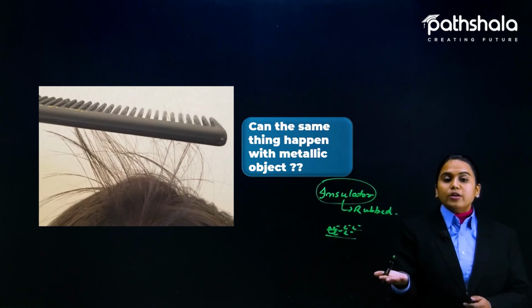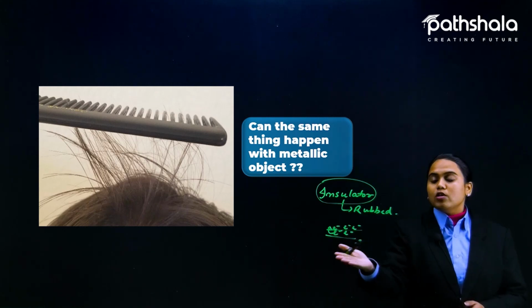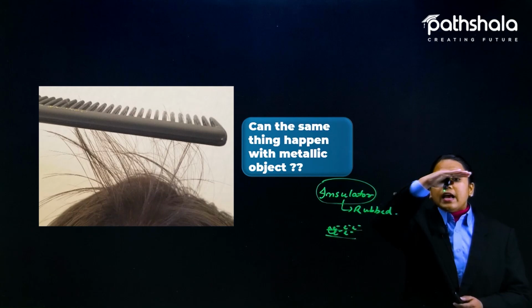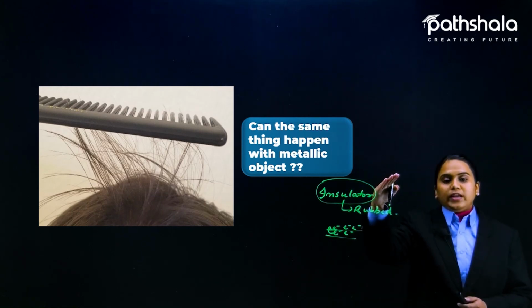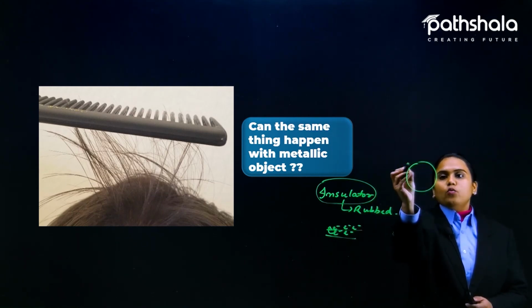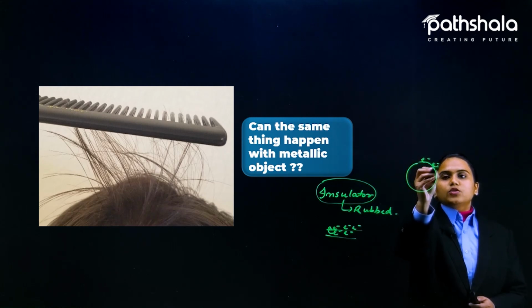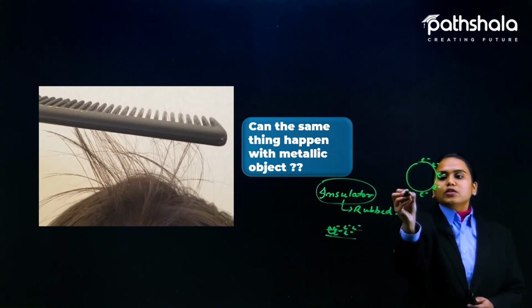So what happens to those electrons now? Those electrons will come over the surface of the insulator. Okay, let me draw you one diagram. Suppose this is an insulator ball and electrons will come over the surface.